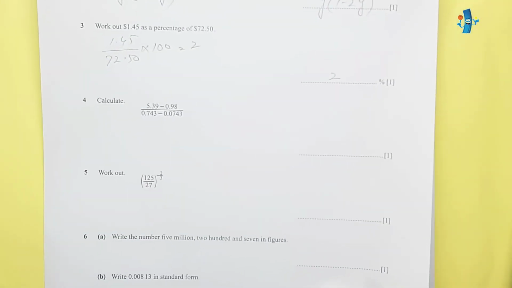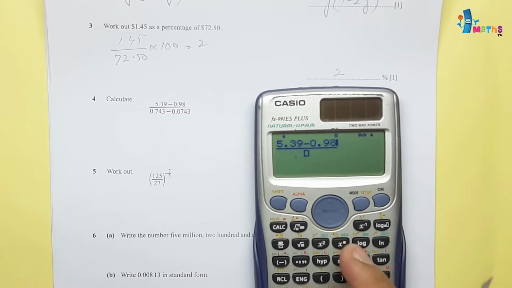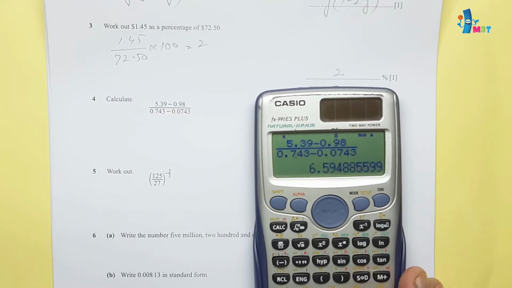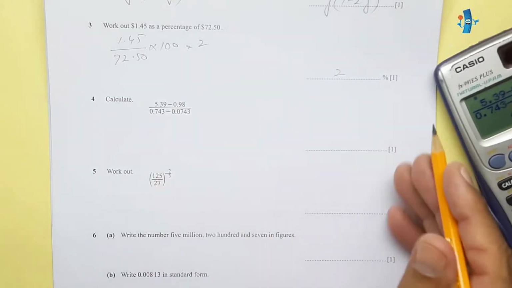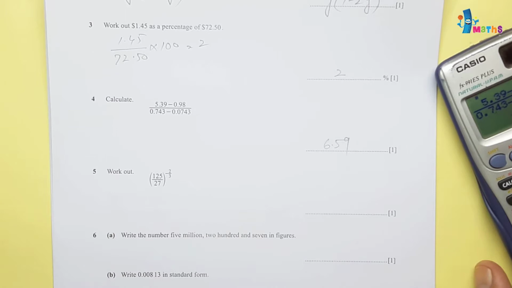Question number 4, calculation, we'll have to calculate this basically: 5.39 minus 0.98 divided by 0.743 minus 0.0743. So this will be equal to 6.59. Work out this one.